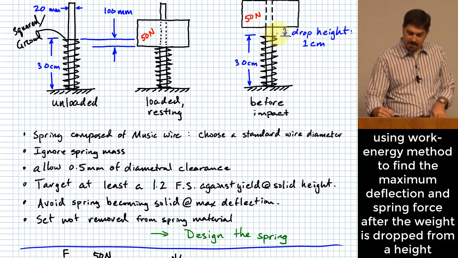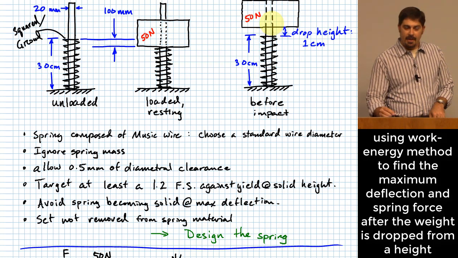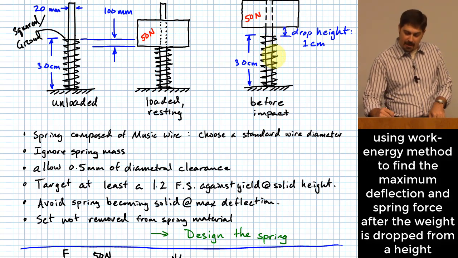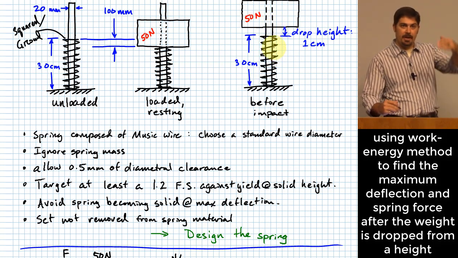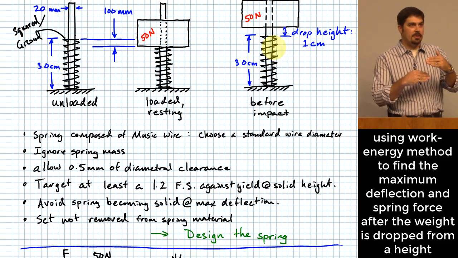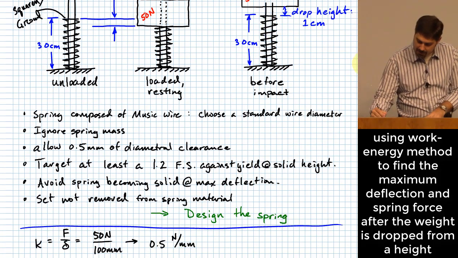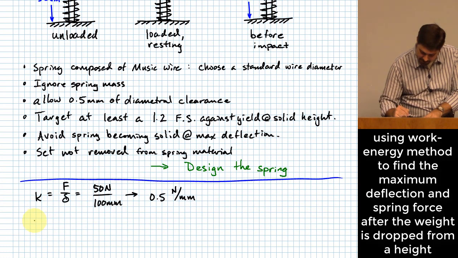And in that case, we can essentially think of this system as having a certain amount of energy due to potential energy at first, and then a certain amount of elastic energy stored in the spring at that maximum deflection. And we can equate those two together using an energy technique. And here's what that looks like.